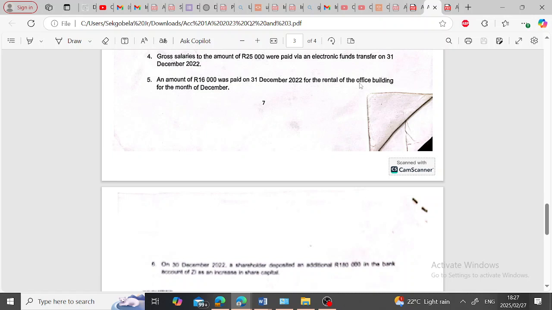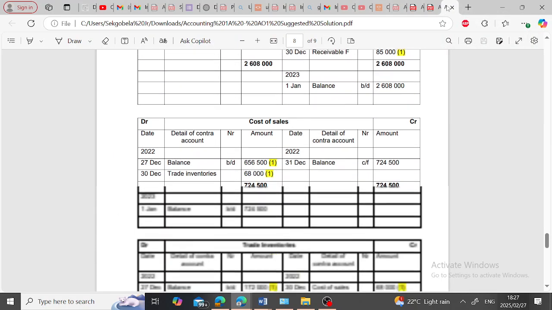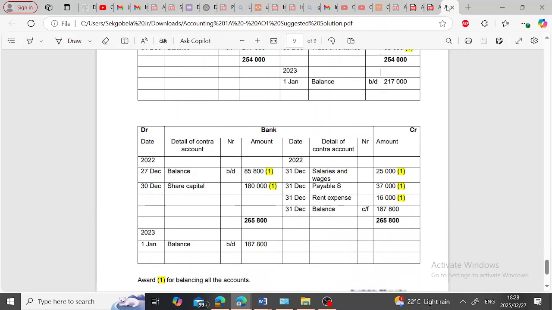Right? Must I show you guys? You still don't believe me? Yes, show her. Yes, because you don't believe me. It's fine. Bank, right? 16,000, bank, rent expense. Is everyone following?